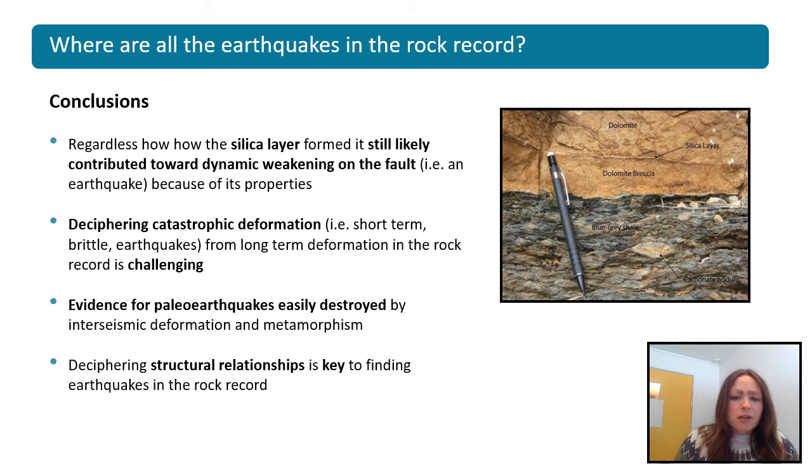And so what we've shown here is that deciphering evidence of short-term deformation, like earthquakes, from long-term deformation is challenging, and that evidence of paleoearthquakes is easily destroyed by recrystallization or metamorphism, and the evidence that we do see may be the culmination of multiple earthquake or deformation events. And I think that we have to be careful deciphering the structural relationships, and we have to be able to show, as we have here, that the fault vein represents a slip surface, and that is the key to finding earthquakes in the rock record.